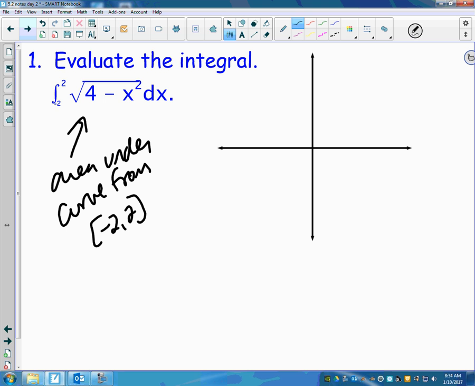Do you know what shape that is, the square root of 4 minus x squared? What shape is that? Do you know? It's okay, we can make a graph. You think about it.